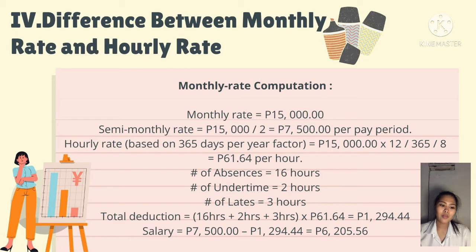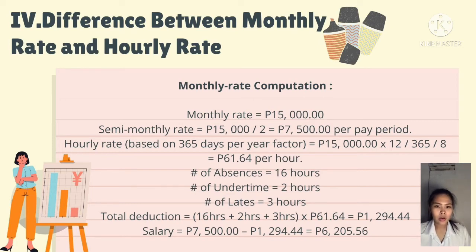Now, here's the difference between monthly rate and hourly rate. Monthly rate employees are paid a fixed amount per month. If the payroll frequency is semi-monthly, the employee will receive half his or her monthly rate per pay period. If the employee incurred any absences, lates or undertime, his or her salary will be deducted accordingly, based on the total number of absences, lates, and of course the undertime.